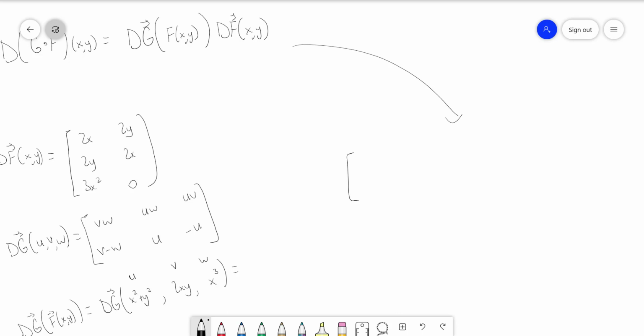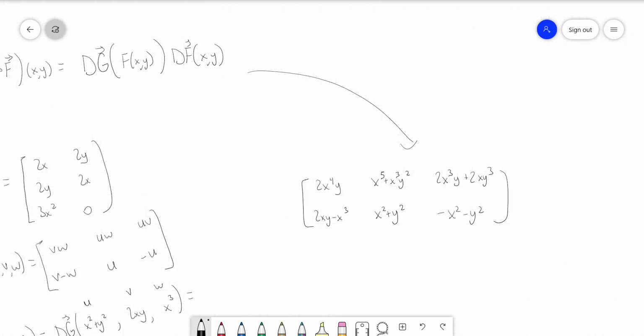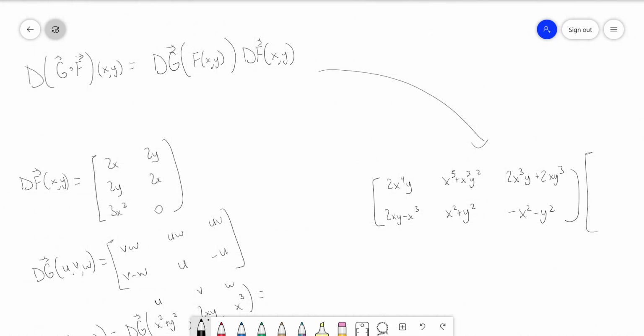Okay, so then here's dg, and I'm plugging these in for u, v, and w. So v times w, 2x to the fourth times y, u times w, u times v, v minus w, u, and then negative u, so negative x squared, negative y squared. All right, so that's dg evaluated at f of xy, and then we need to multiply by df of xy, which was this over here.